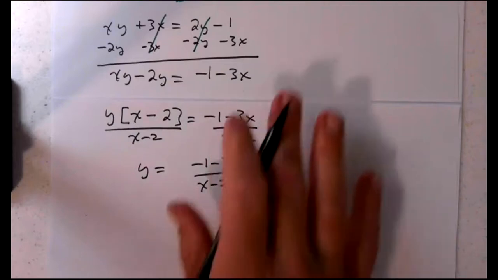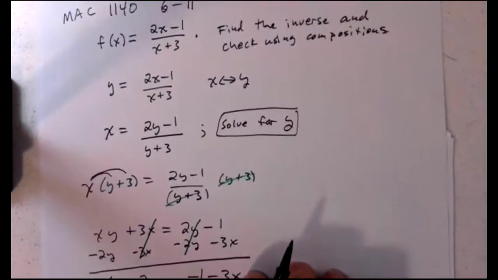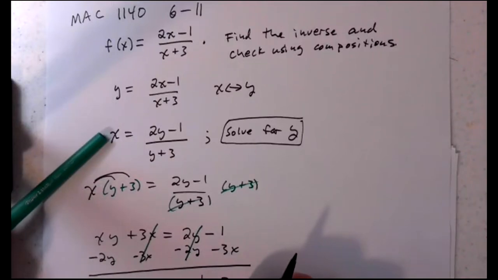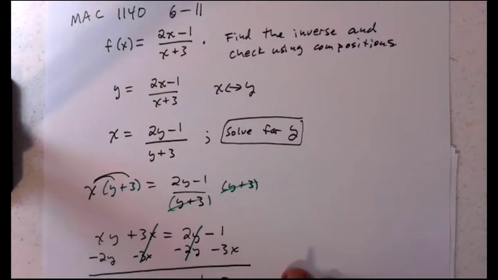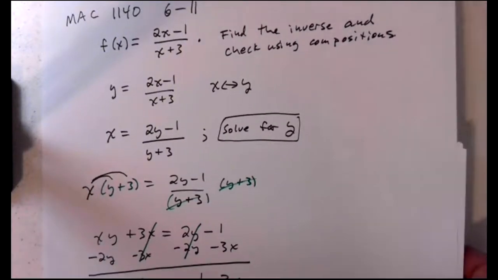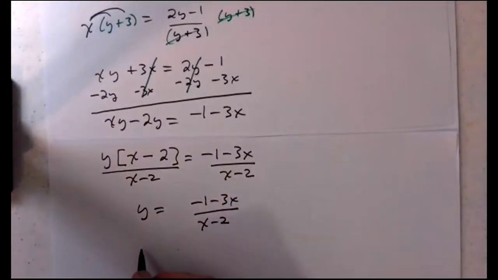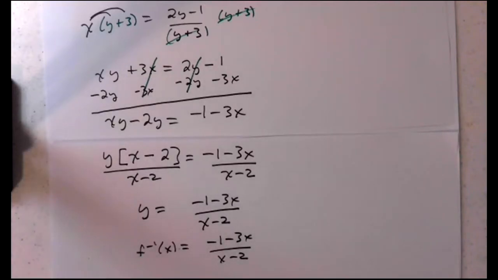What was our process again? If we look at this whole thing, we rewrote it as y equals, replaced x with y, y with x, did the algebra we needed to do, and then we solved for y. And after we solve for y, that result is our f inverse function. So we conclude by saying f inverse of x is -1 minus 3x over x minus 2.